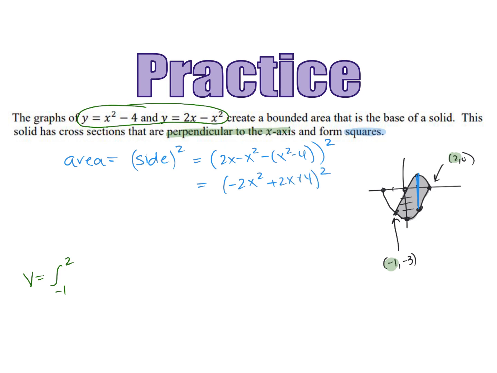And this is one side length, and we're squaring it to find the area of the square. And we can put that inside our integral, because to find the volume, we're going to integrate the area of all of the squares. And there we have this problem set up. We're going to look at one more example.